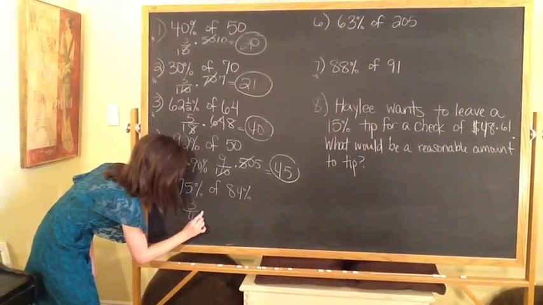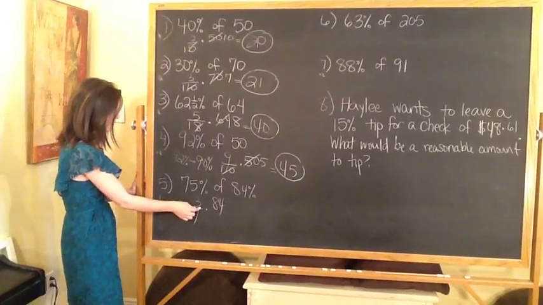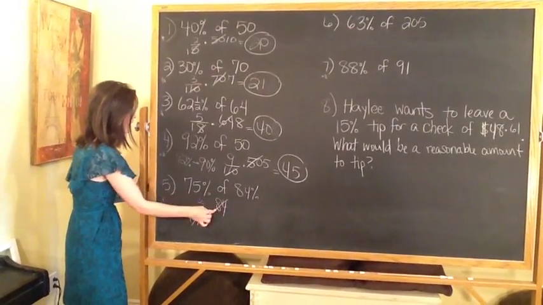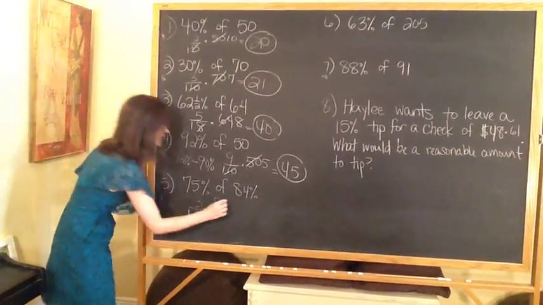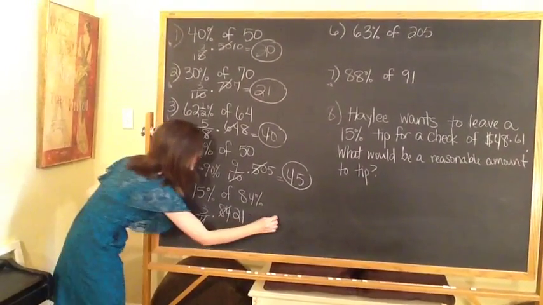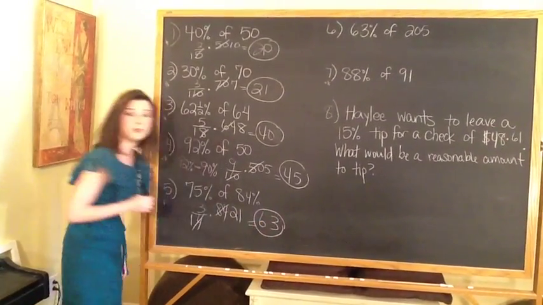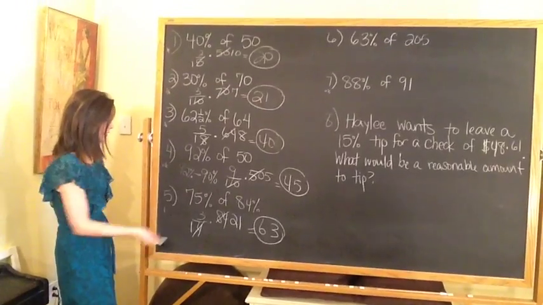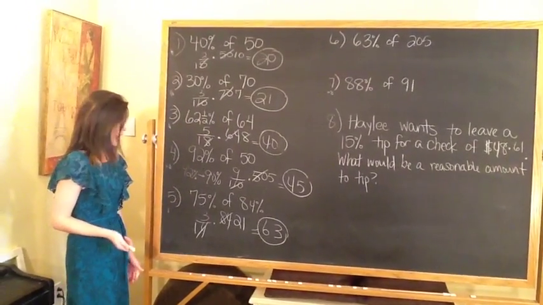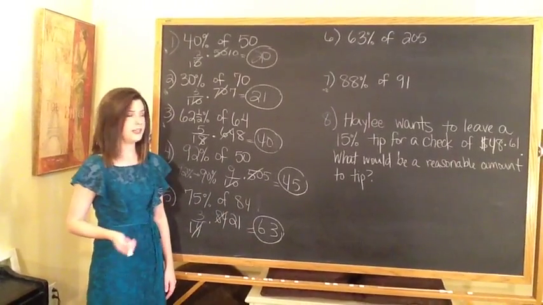So if we have 3/4 of 84, we can go ahead and simplify and solve. So 4 divided by 4 gives you 1. 84 divided by 4 gives you 21. And so 3 times 21, you'll have 3 times 1, which gives you 3. And then 3 times 2, which gives you 6. So it's 63. And you can also think that 75% is kind of close to 100%, and so 63 should be close to 84, and it is.